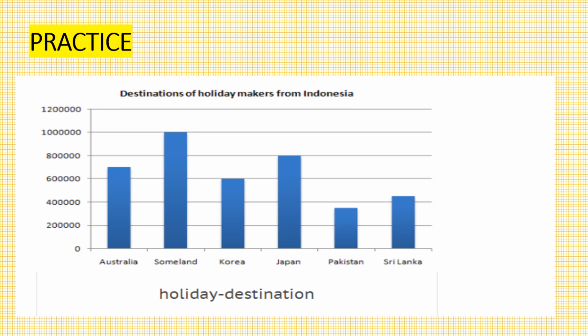However, it is clearly visible that the highest number of tourists from Indonesia visited Somalia, which are around 100,000 tourists. Apparently, 800,000 Indonesians also traveled to Japan. The least visited tourist destination amongst all is Pakistan, where just around 300,000 people visited. Overall, Somalia is the most favored destination amongst the visitors.